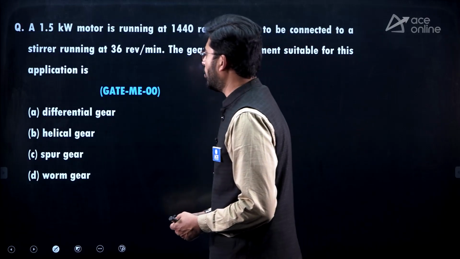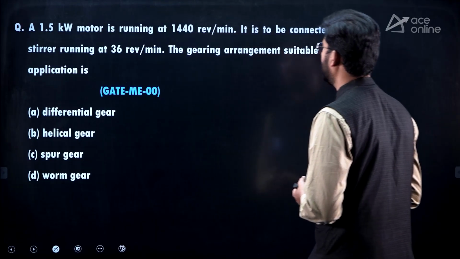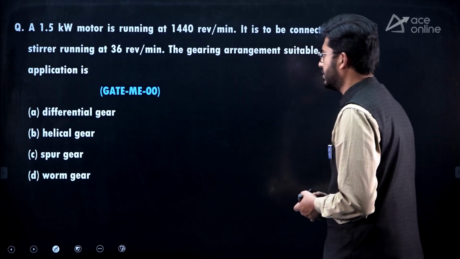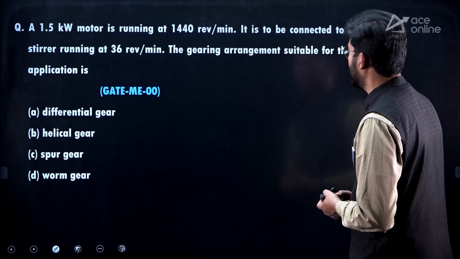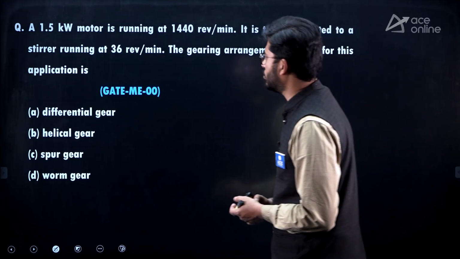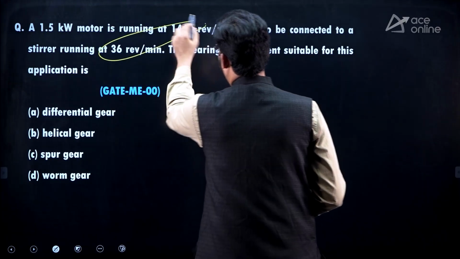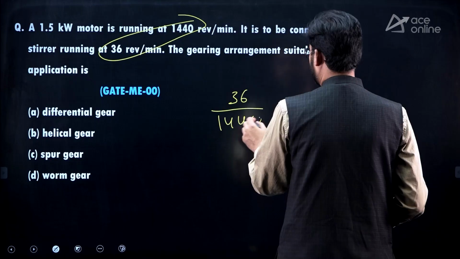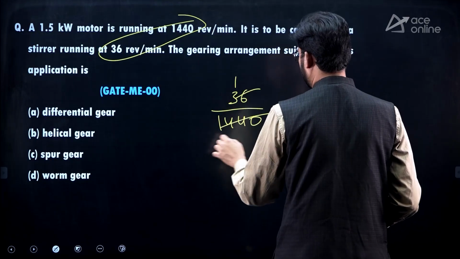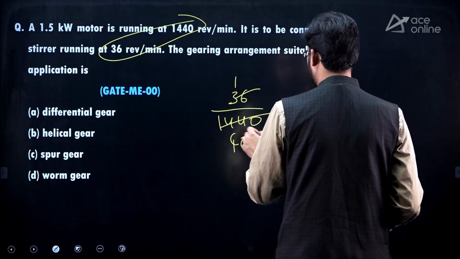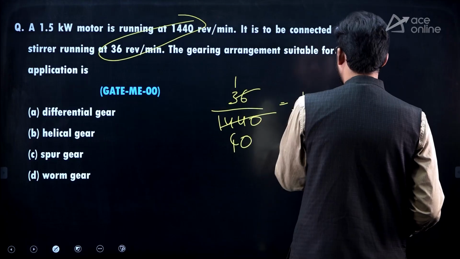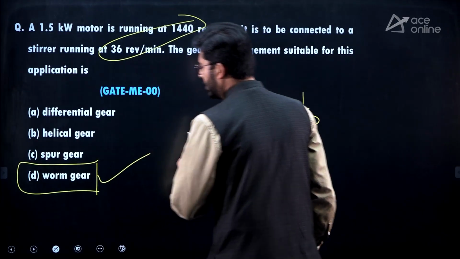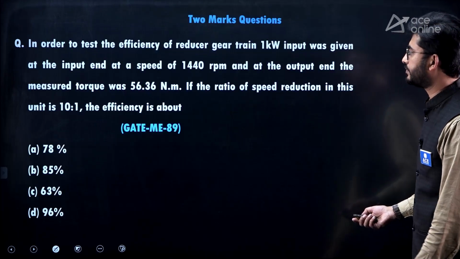Next is a 1.5 kilowatt motor is running at 1440 RPM and it is to be connected to a stirrer running at 36 revolutions per minute, and the gearing arrangement suitable for this is, so you are finding the reduction ratio, that is huge reduction is there, that is 36 by 1440. So this is equal to 36 ones and this is 36 fours and this is 40. So 1 by 40 reduction ratio. So for a large reduction ratio, we prefer the worm gear. Option D is the answer.